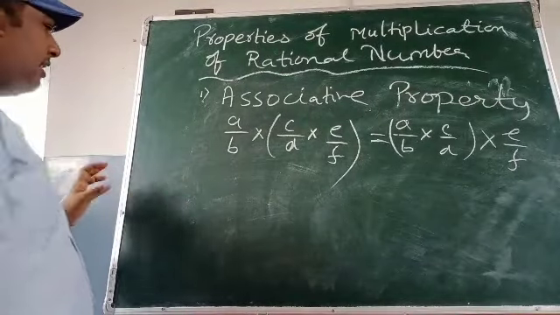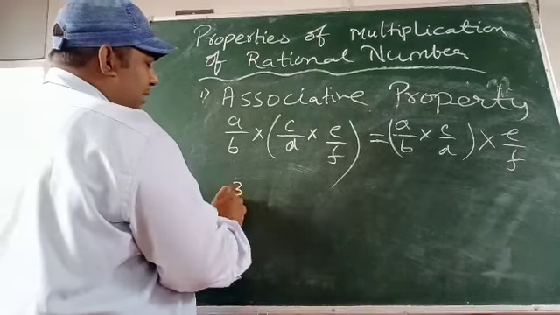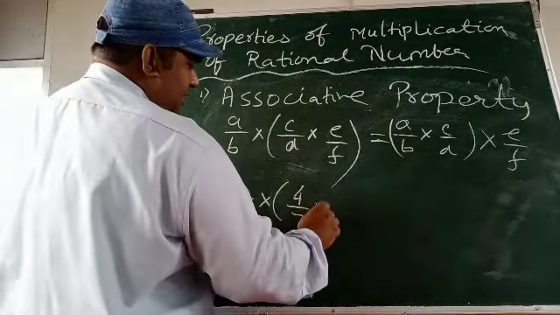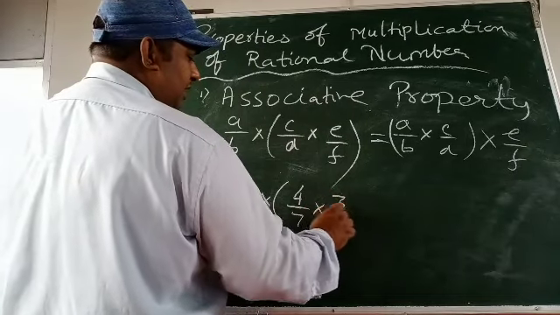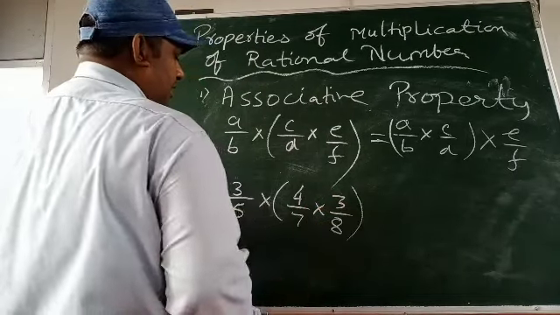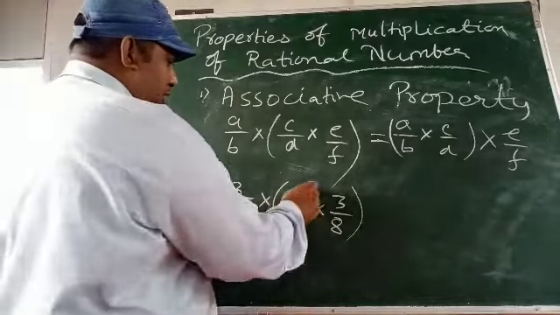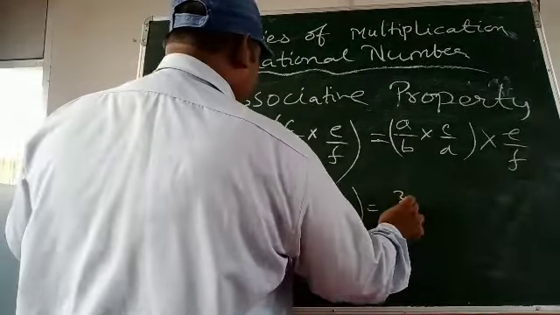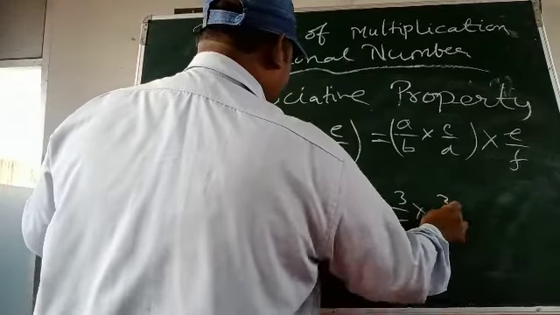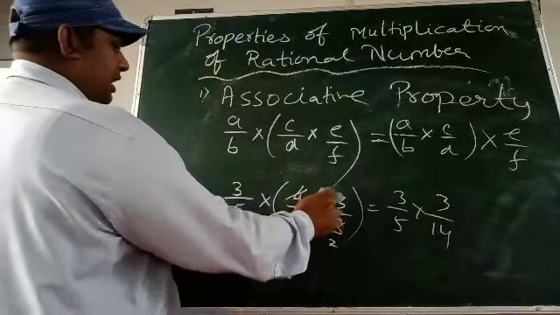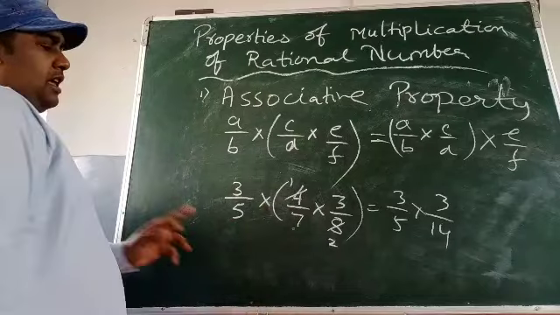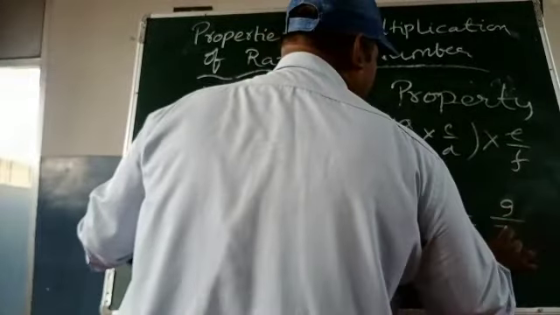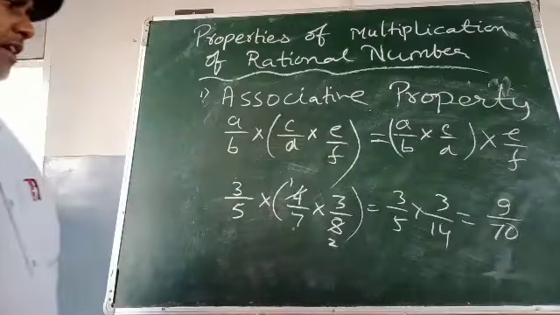How will we check that? Suppose we take the example 3 by 5 into 4 by 7 into 3 by 8. When you multiply, what do you get? 4 goes into 8 two times, so it will be cancelled. Then it will be 3 by 5 into 3 by 14. Here it will be 7 into 2, that is 14. You get 9 by 70. How much do you get? 9 by 70.